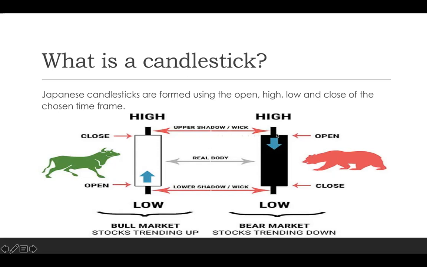So the candle opened here. That's where the rate opens. It went to a high of this rate here, but then it went all the way down low here, and it went back up a little and closed here. So because the candle closed lower than where it opened, it's a bearish candle and a down candle. It's trending downwards in a bearish market.